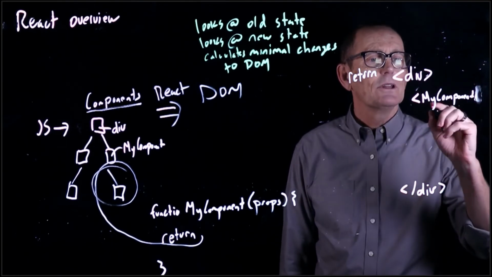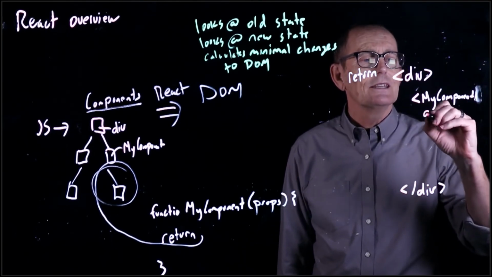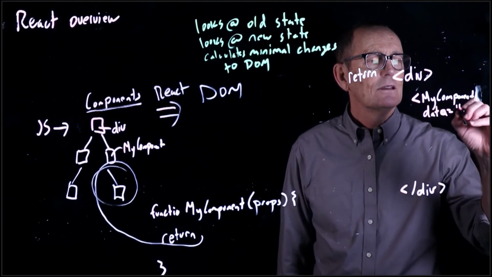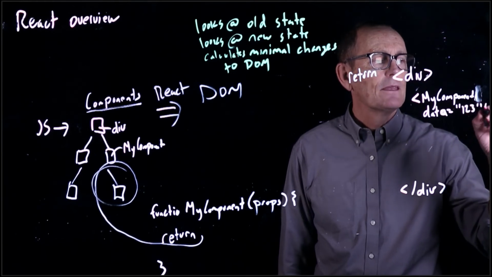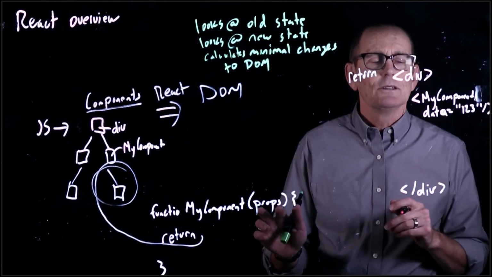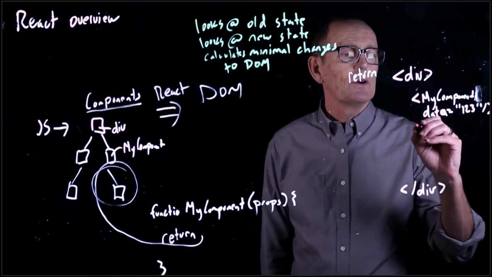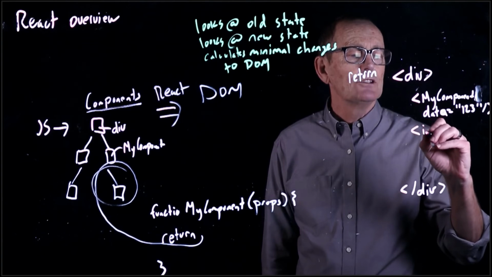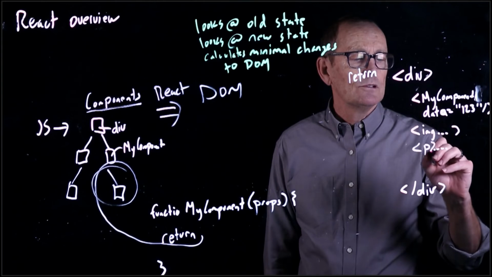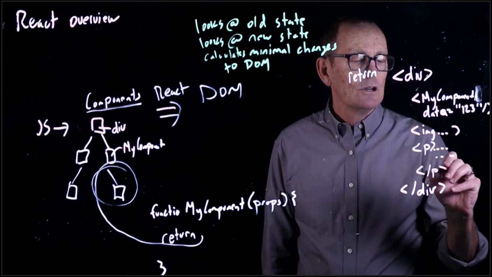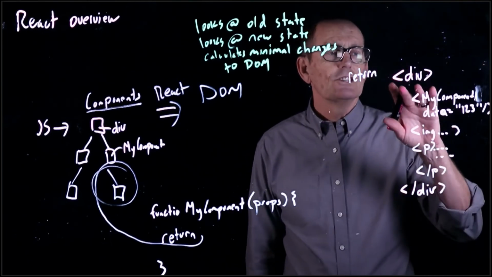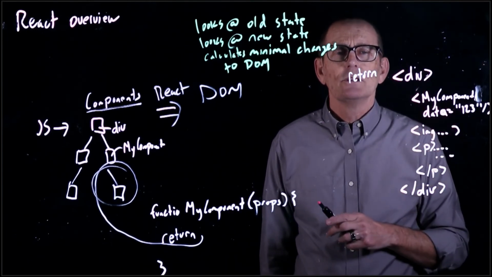Often what you'll have is a my component. You might have some properties like data equals 1, 2, 3. And then this is part of the information that gets passed down into the properties here. We could have my component. We could also have, let's say, an image. And we could have a paragraph. All intermingled here so that we are mixing both, again, HTML elements and React components.